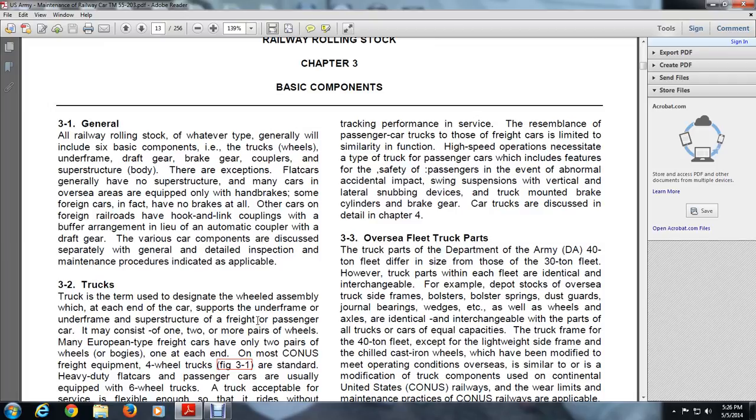High-speed operation necessitates that passenger cars include features for the safety of passengers in the event of abnormal impact, including swing suspension, vertical and lateral snubbing devices, truck-mounted brake cylinders, and brake gear. Car trucks are discussed in detail in Chapter 4.